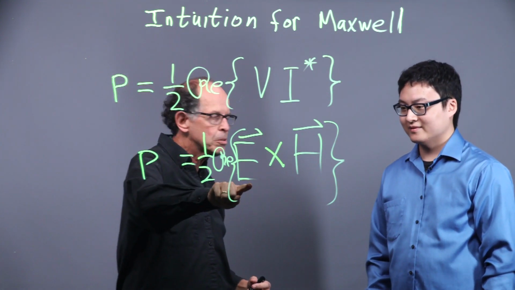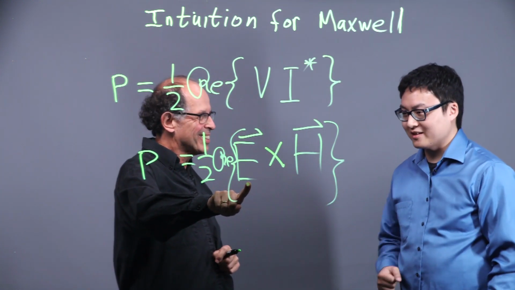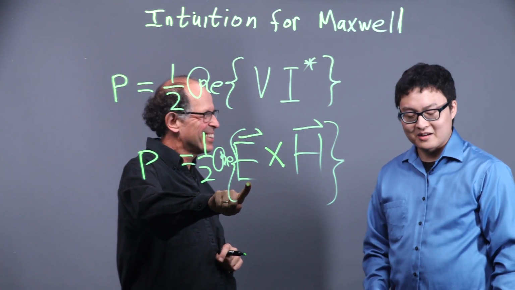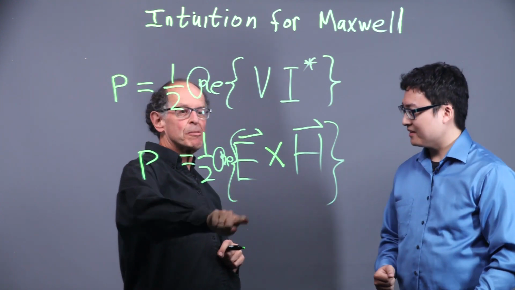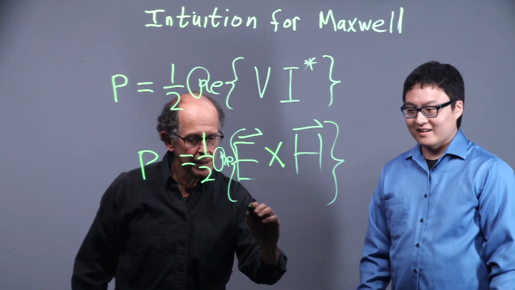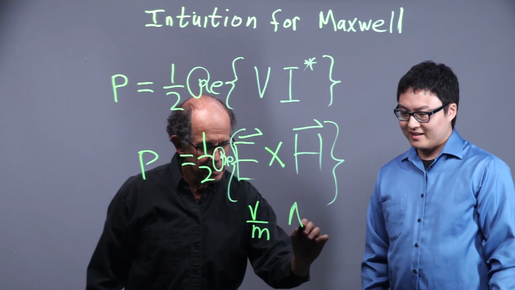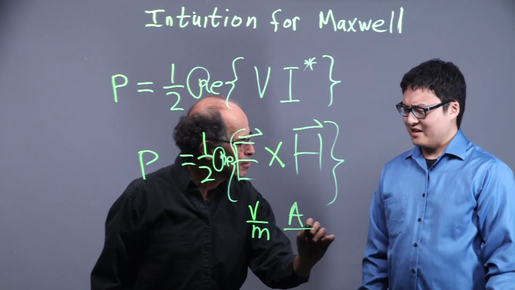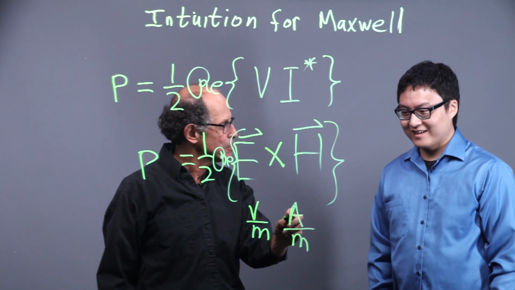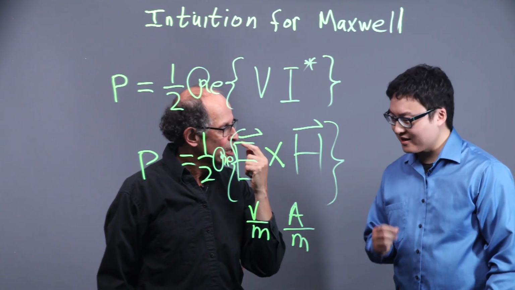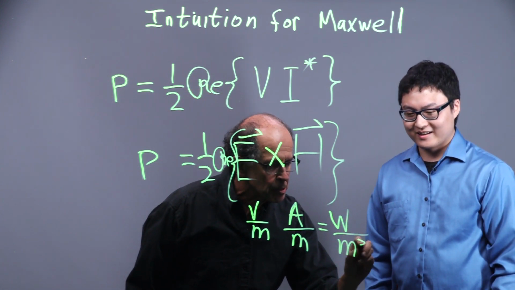By the way, what are the units of E, Sam? Oh wow, that's really examining me. Let's say it's voltage divided by meter. Voltage divided by meters. How about H? Let's say it's current divided by meter. Yeah, and volts times amps is what? I think it's power. Watts per meter squared.